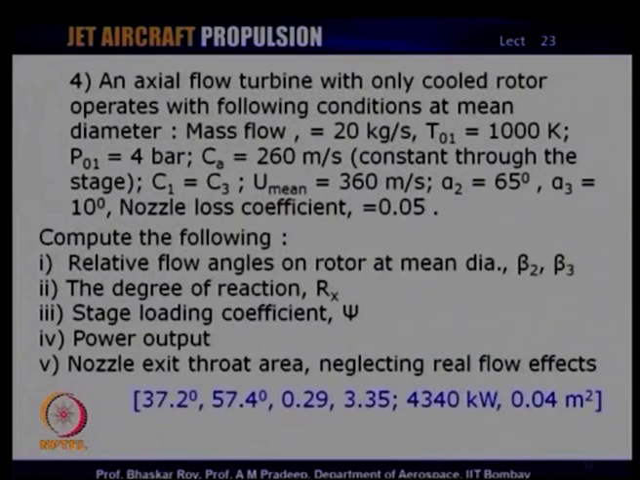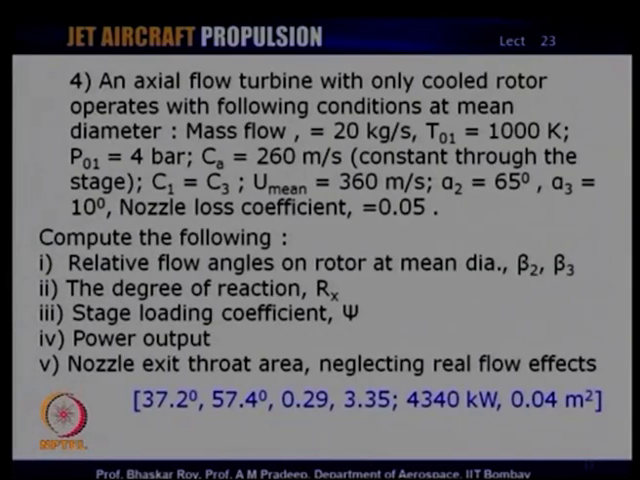If you look at the fourth problem, it is an axial flow turbine, again with a cooled rotor. As I mentioned, you could have a cooled rotor. So, you have a problem here which says that the mass flow is 20 kg per second, the entry total temperature is 1000 K, P01 is 4 bar, CA is 260 meters per second, and this is assumed to be constant through the entire stage.